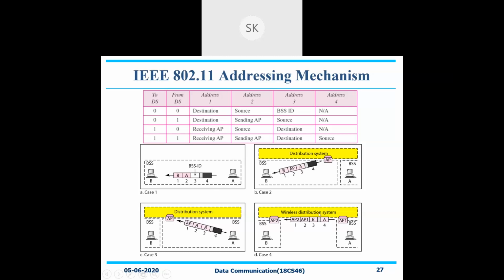The next one is the wireless distribution system. With this, there is an access point available at the source station as well as at the destination station. The receiver access point address is pointed first, then the source access point station, followed by the destination, followed by the source. This is how it works with respect to the addressing mechanism.